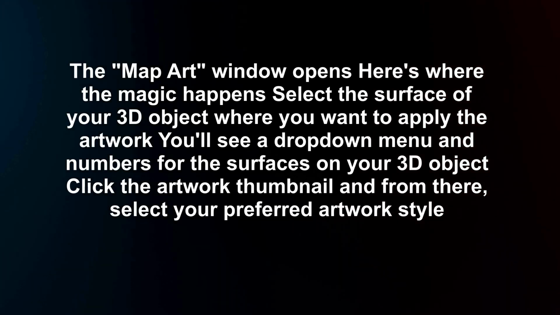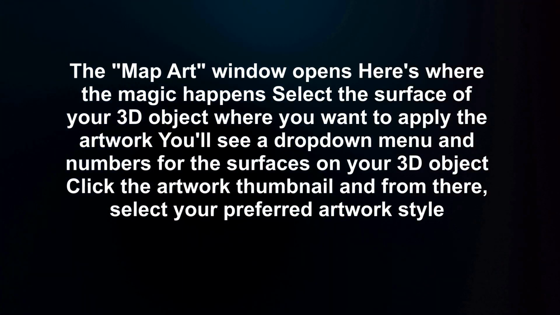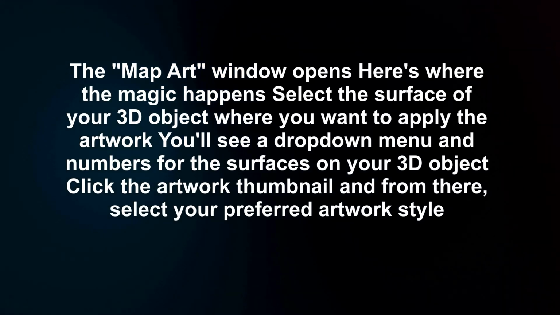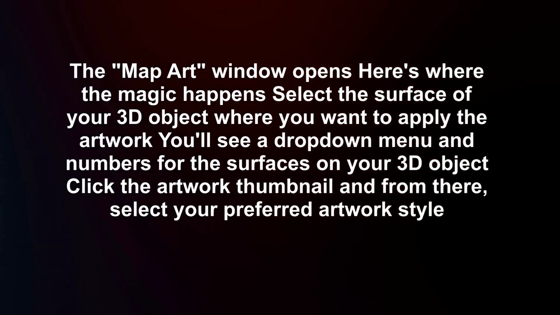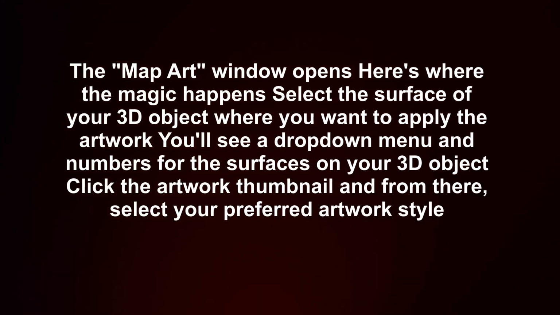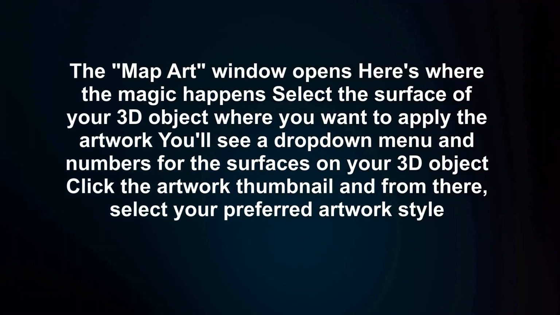The Map Art window opens. Here's where the magic happens. Select the surface of your 3D object where you want to apply the artwork. You'll see a drop-down menu and numbers for the surfaces on your 3D object. Click the artwork thumbnail and from there, select your preferred artwork style.